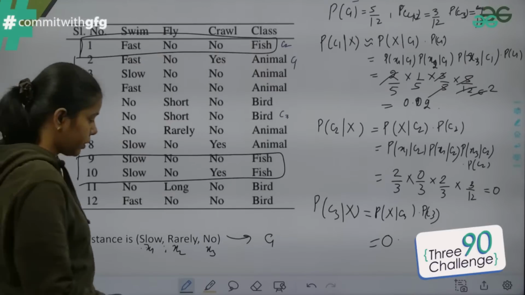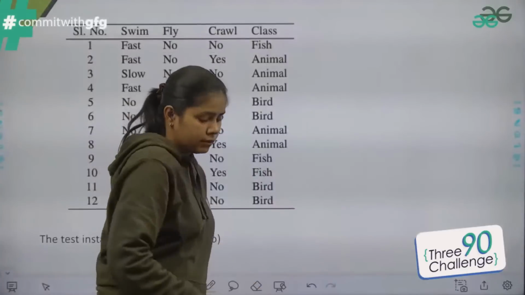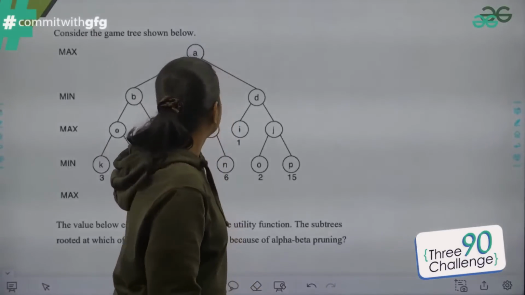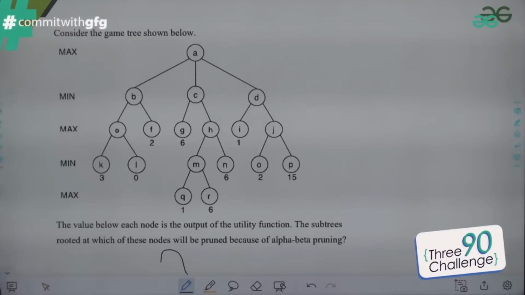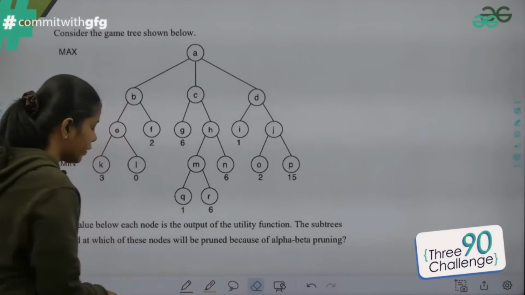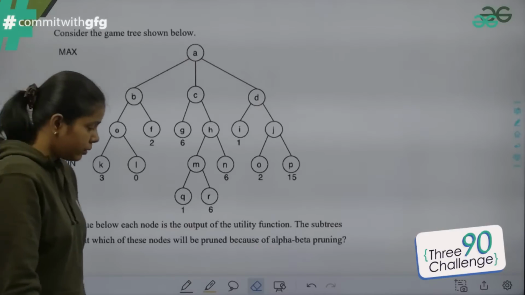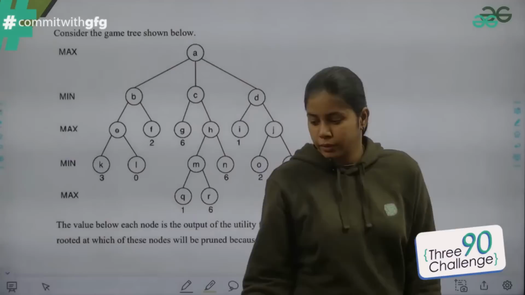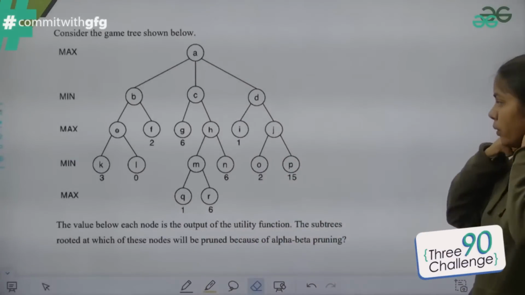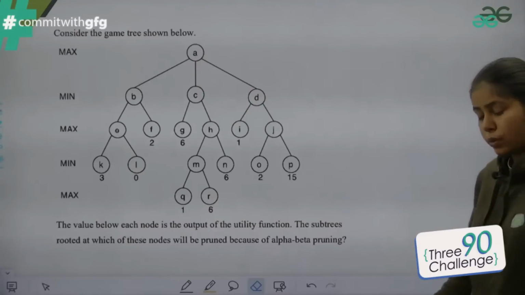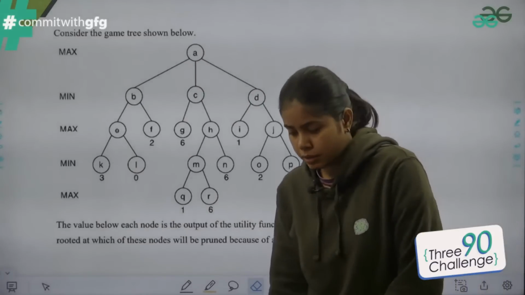Okay, so let's solve the next question if this is clear. This is a question based on artificial intelligence. We have been given this game tree and they are asking which nodes we can prune using alpha beta pruning. The value below each node is the output of the utility function. The subtrees rooted at which of these nodes would be pruned because of alpha beta pruning? So tell me guys, which nodes can be pruned? This is one of the questions based on the GATE mock.